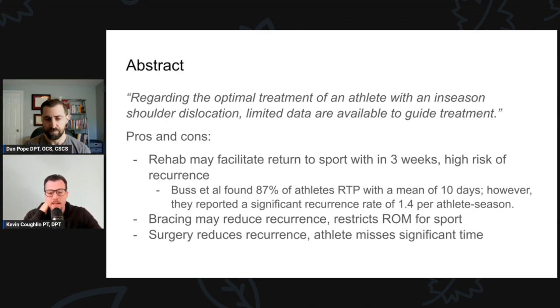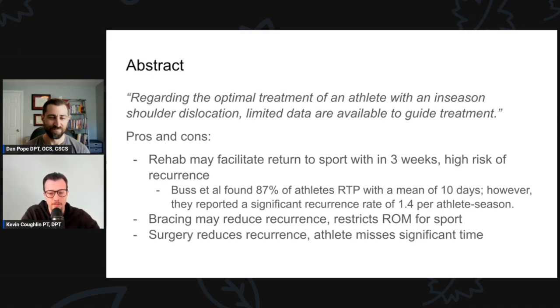But then, on the other hand, surgery reduces the risk of recurrence, but then the athlete misses significant time. And this is the tough thing that you were talking about. I kind of hate telling people no and telling people that they can't do something or being the bearer of bad news. I try to be as optimistic as possible with patients all the time. I never want to be nocebic and make them feel like crap.